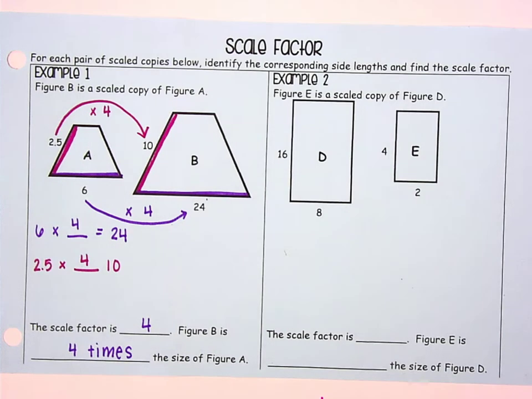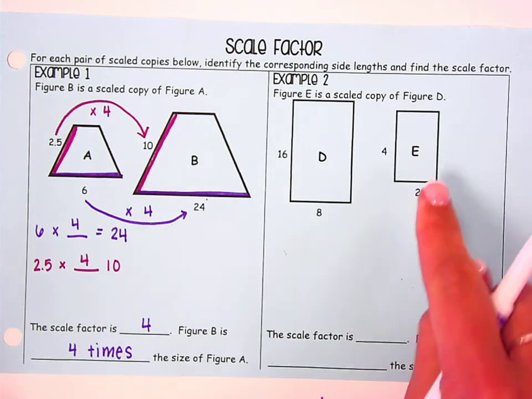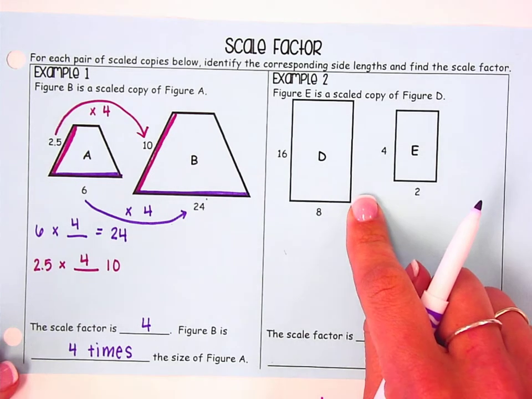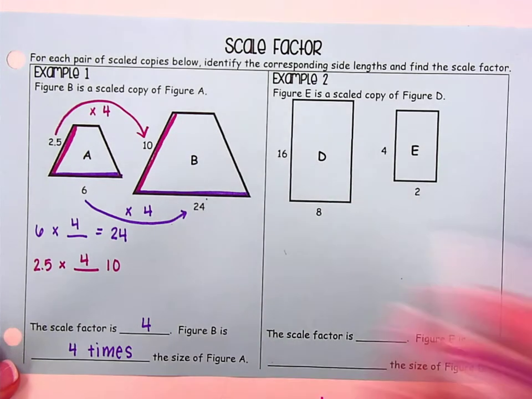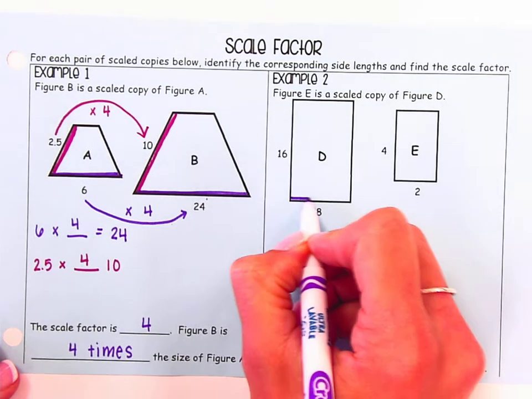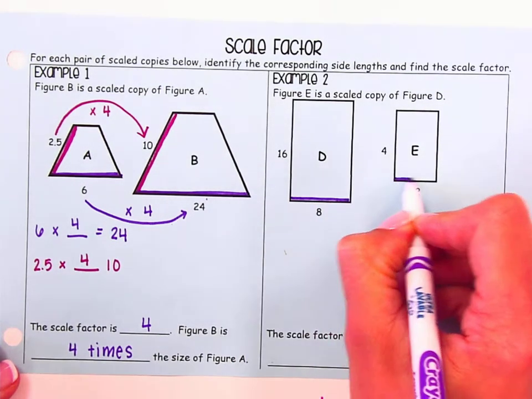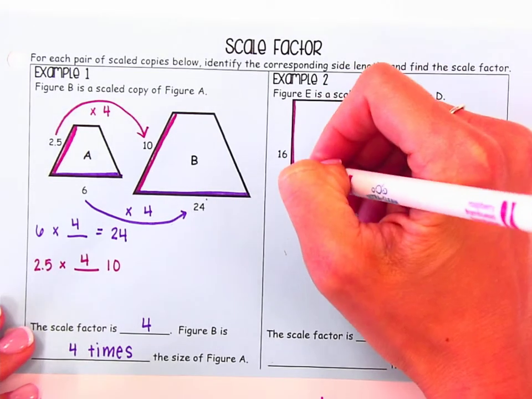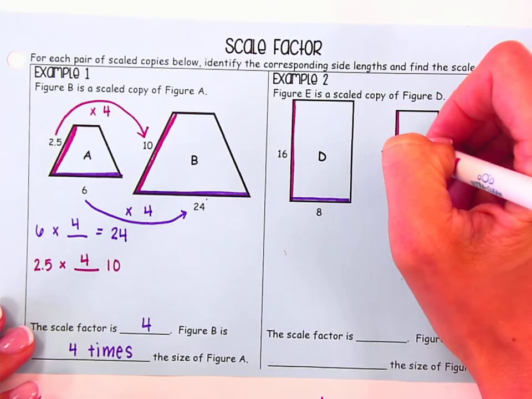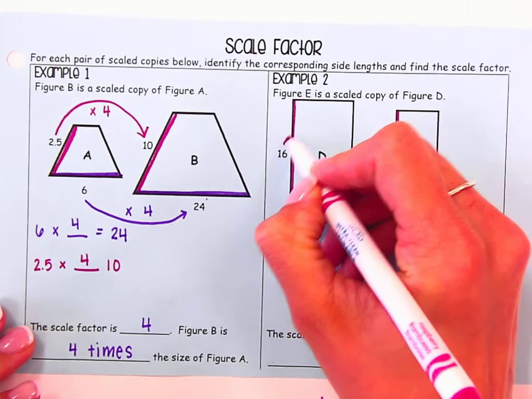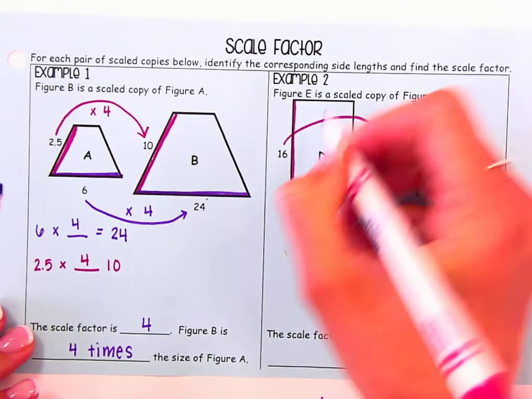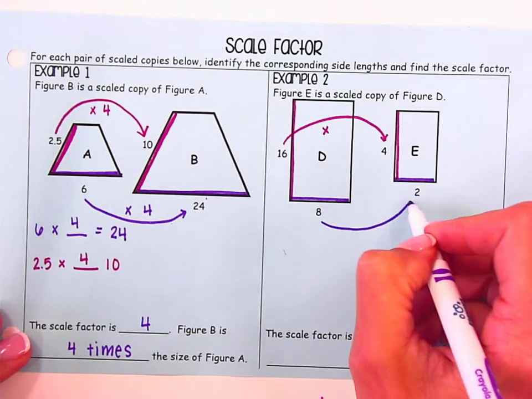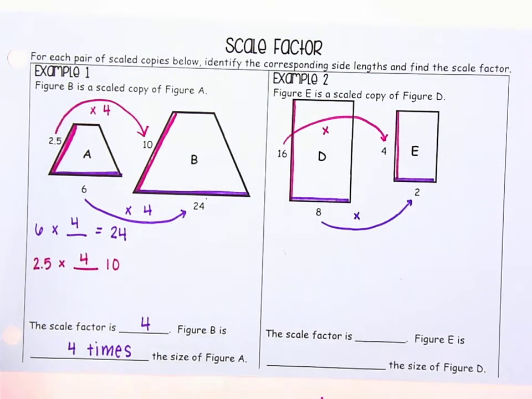Example 2 is a little bit different because now our scaled copy, which is E, is smaller than our original figure D. We're still going to find that scale factor the same way. So we're going to look at our corresponding side lengths, so 8 and 2, and 16 and 4, and think what times 16 is going to get us 4, and 8 times what is going to get us 2.